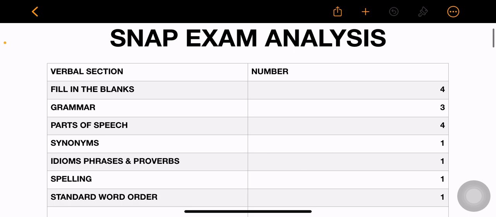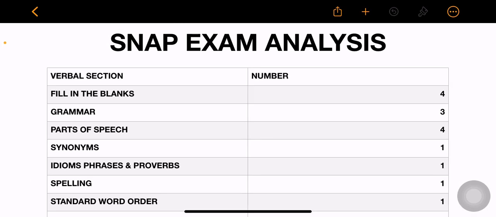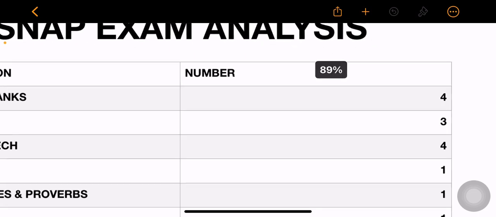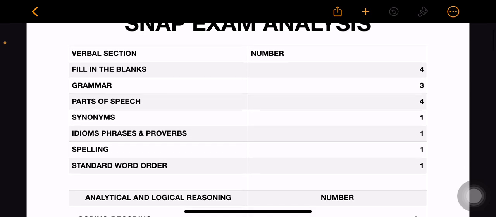So let's talk about the verbal section. Now, as you can see, you guys are going to get fill in the blanks. 4 questions are going to be on fill in the blanks. Here the numbers are mentioned. On grammar, you're going to get 3 questions. Parts of speech, you're going to get 4 questions. Synonym, 1 question. Idiom, phrases and proverbs, 1 question. Spelling, 1 question. Standard word order, 1 question.